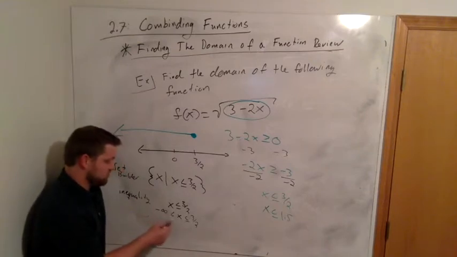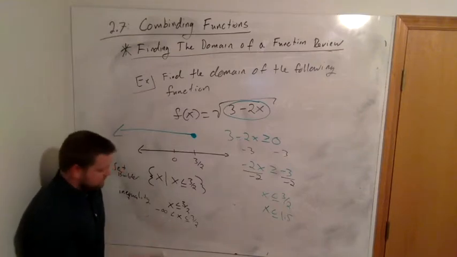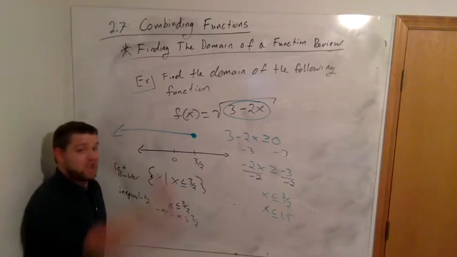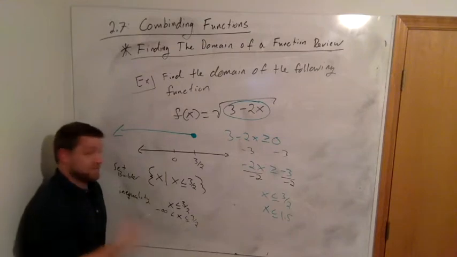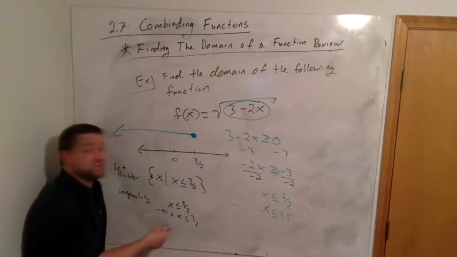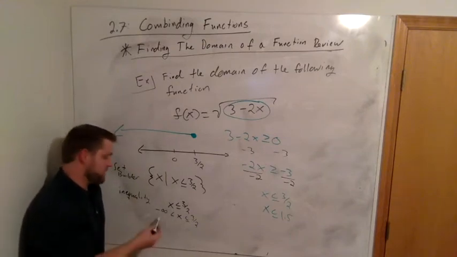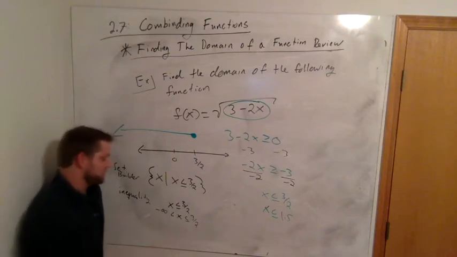It's a strict less than, because, well, negative infinity isn't a number. It's just saying, hey, you're going this way like forever. So negative infinity is nothing you'll ever reach, so you're not going to be including negative infinity. So from negative infinity all the way up to 3/2, including 3/2.